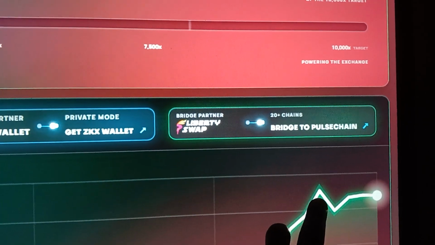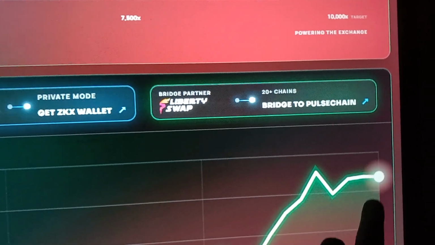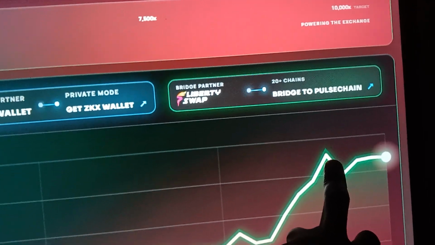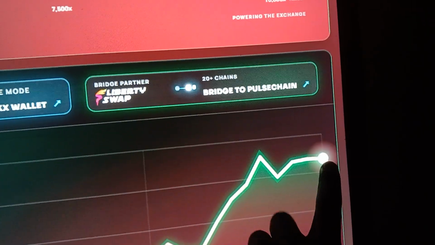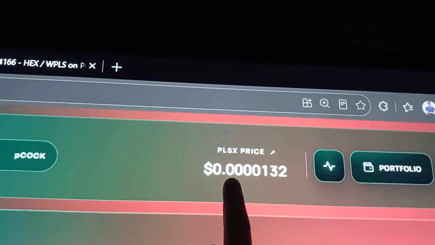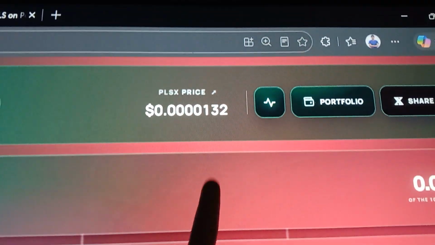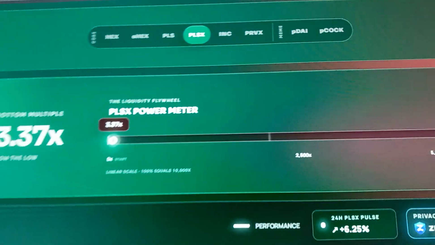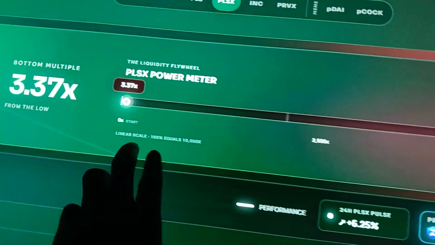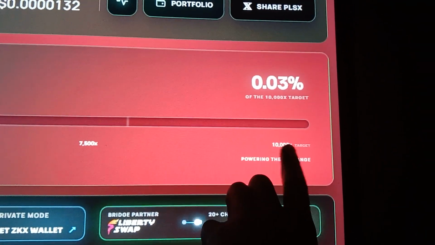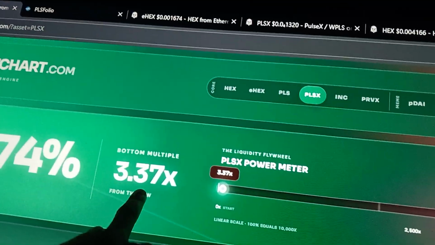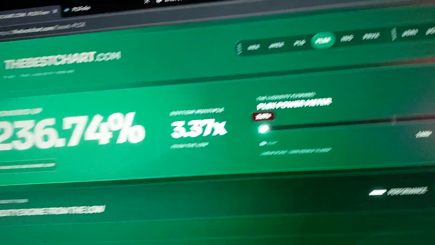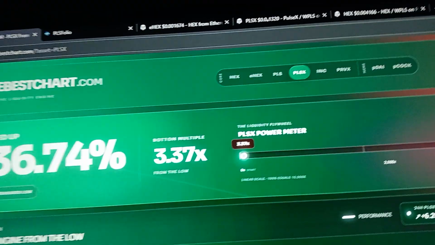You can see this was the previous higher high. Okay, not the higher high, but the previous high now. But then currently price has just moved up to this point. You can see currently it is sitting at 0.40132. That is PulseX. Again, this is the linear scale that is tracking this target, which will be the 10,000 times from this bottom. And currently, we can see it is at 3.37 times from the low. That is the bottom from the bottom multiple.